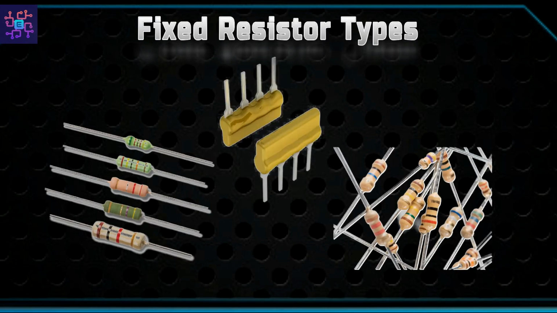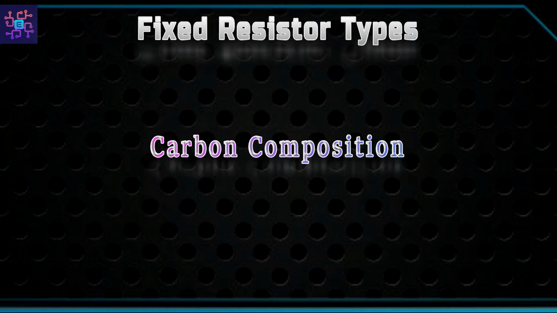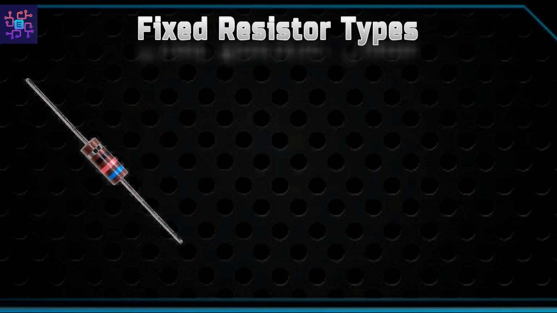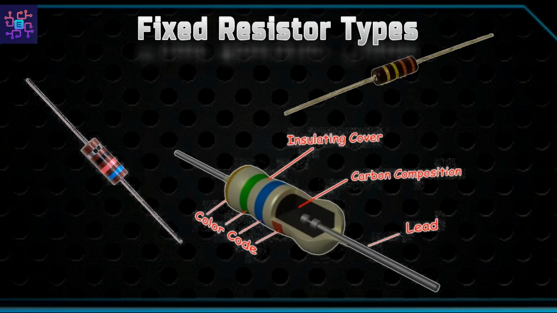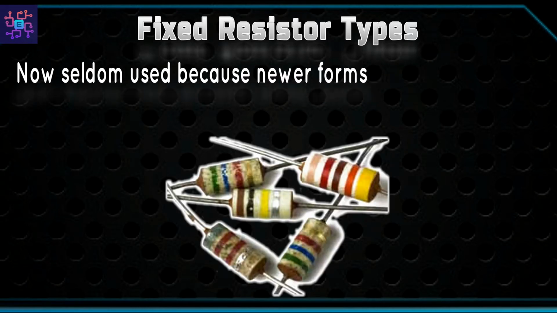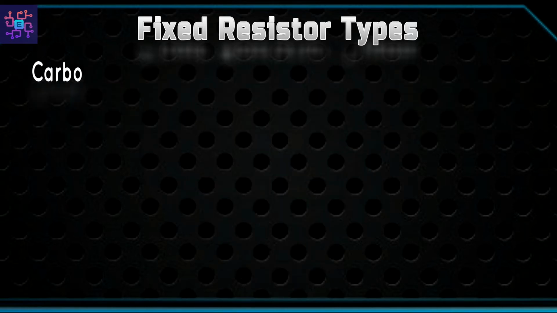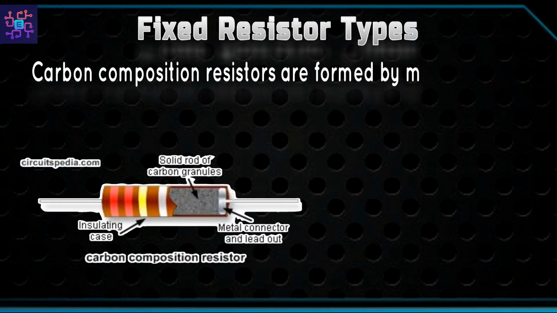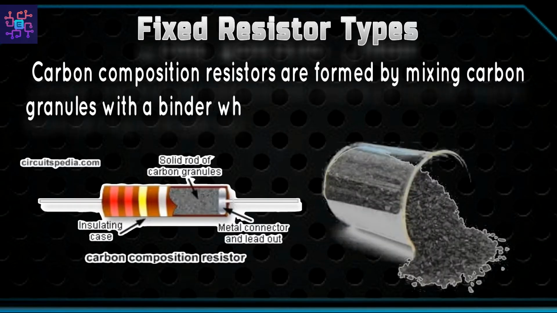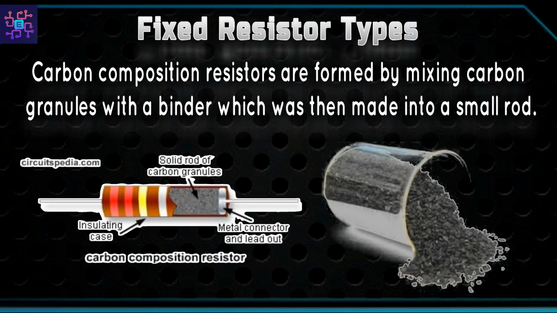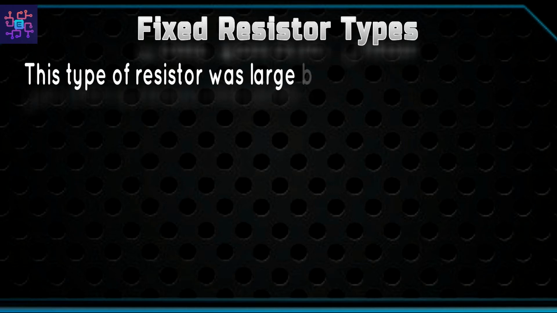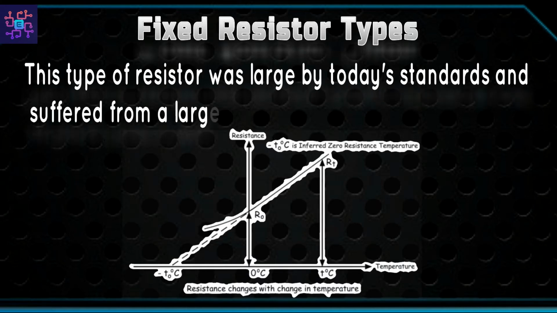Now we will see fixed resistor types. Here also we have different types of fixed resistor. First we will see carbon composition. The carbon composition resistor is a type of resistor that was once very common. It was the main type of resistor, but is now seldom used because newer forms of resistor provide better performance. They are smaller and also cheaper. Carbon composition resistors are formed by mixing carbon granules with a binder which was then made into a small rod. This type of resistor was large by today's standard and suffered from a large negative temperature coefficient.